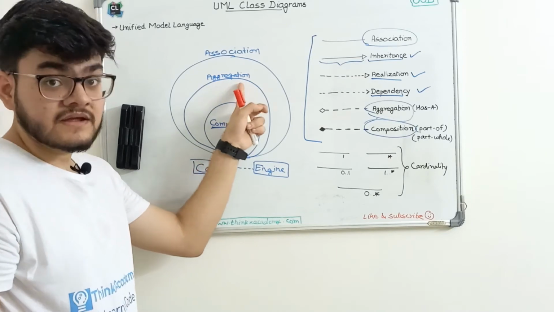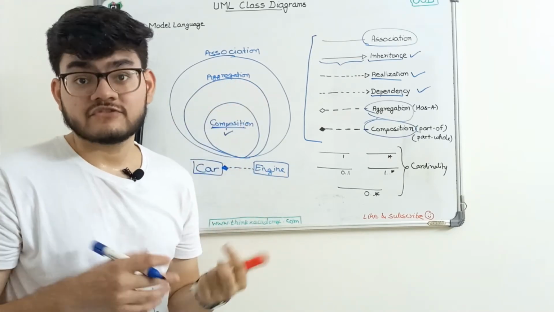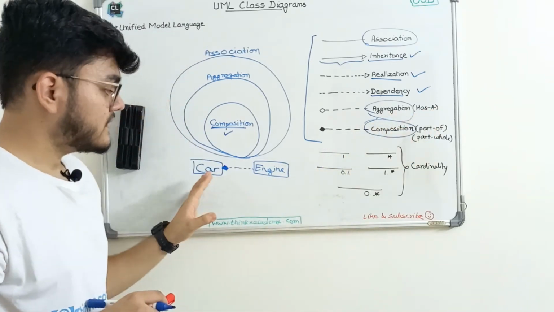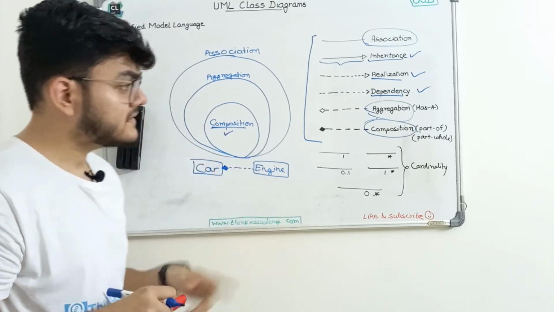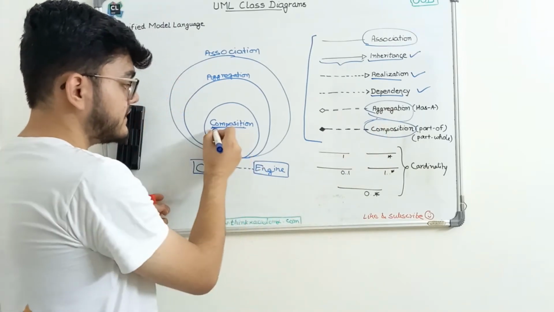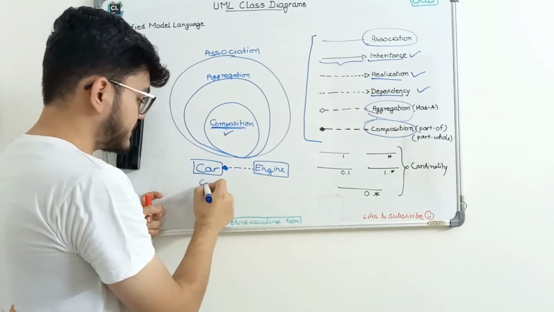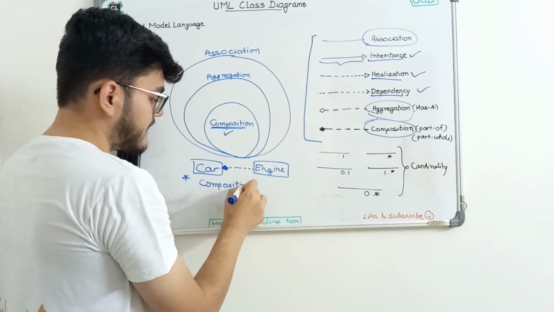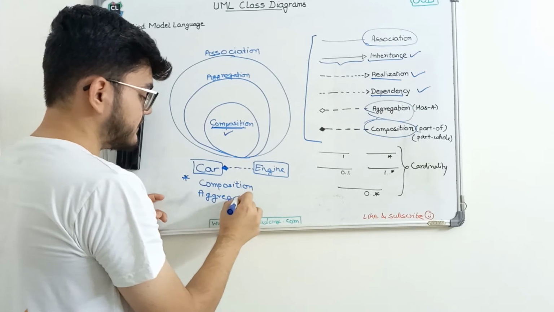It may have aggregation, right? So now we'll have to study aggregation. Let's see whether car and engine has the relationship of aggregation. Aggregation says has a relationship, right? So can I say car has an engine? The answer is yes, car has an engine. But there is a subtle difference between aggregation and composition. I'm going to write an important point here, that between composition relationship and aggregation, there is a very subtle, very simple difference.